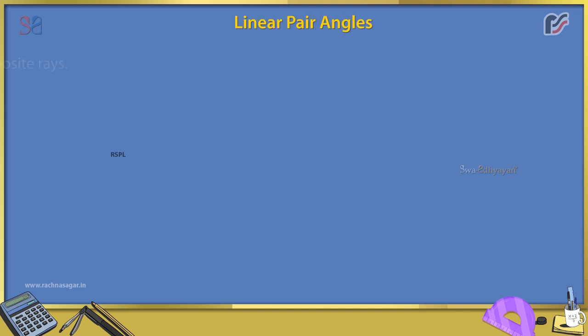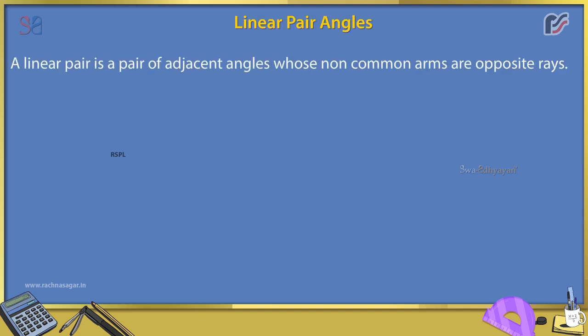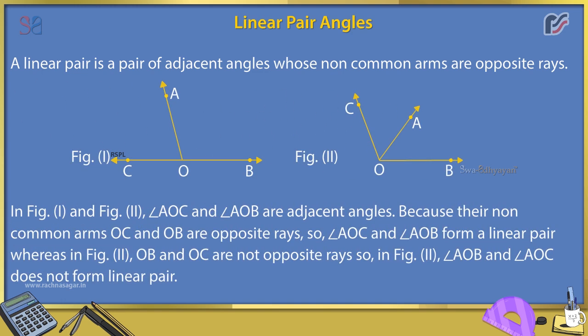Linear pair angles. A linear pair is a pair of adjacent angles whose non-common arms are opposite rays. In figure 1, angle AOC and angle AOB are adjacent angles because their non-common arms OC and OB are opposite rays. So, angle AOC and angle AOB form a linear pair, whereas in figure 2, OB and OC are not opposite rays. So, in figure 2, angle AOB and angle AOC do not form linear pair.